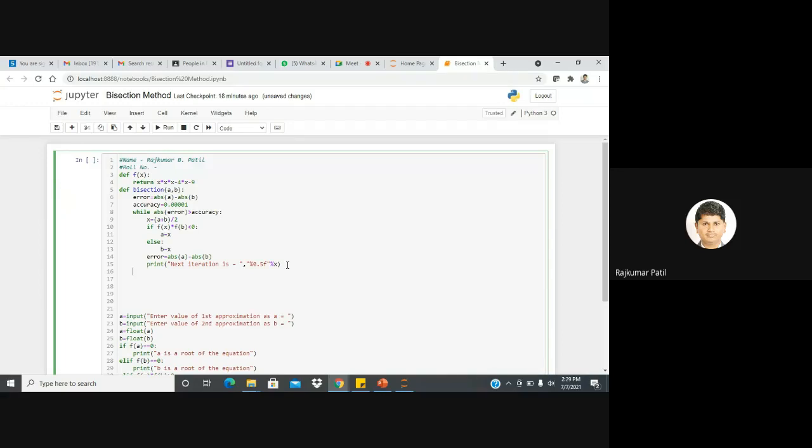And when we come out of the loop, again we will print. Now we came out of the loop, so whatever the latest value of x is, that will be the root of the equation. So we'll write root of the equation is, and again we will write %.5f %x. So this is how we wrote the program.